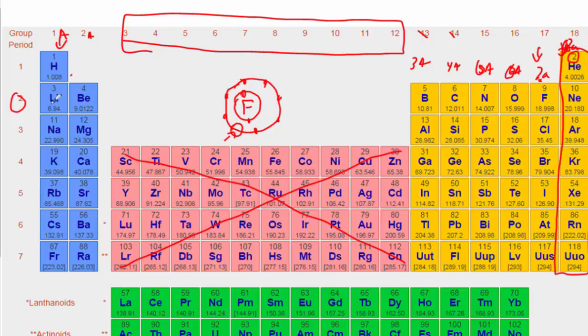So if you're thinking this column over here, these metals, could probably give their electrons away to these halogens, these nonmetals, and then everybody would be happy. And that happens. That's what an ionic bond is. And we'll talk about that in the next little video.